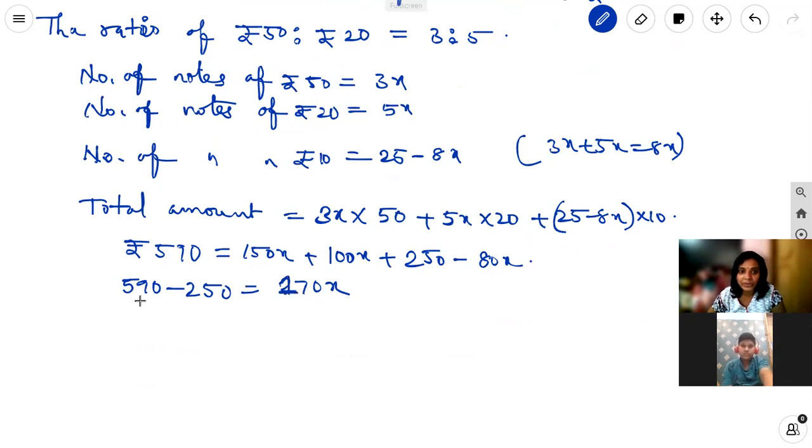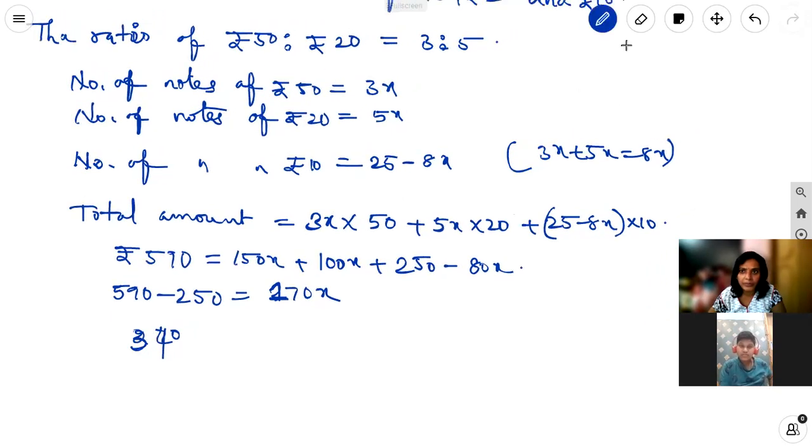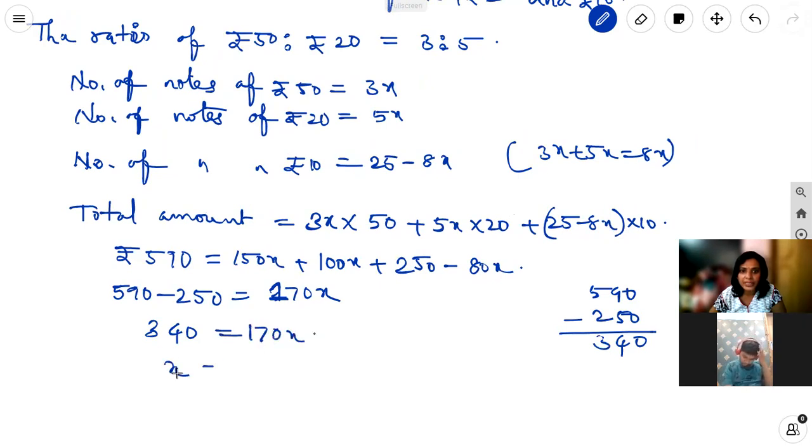So here, subtracting 250, how much are we getting? 340, sorry. 590 minus 250 equals 340. 340 equals 170x. So x equals 340 upon 170. 170 ones are 170, twos are 340. From this, x equals 2.